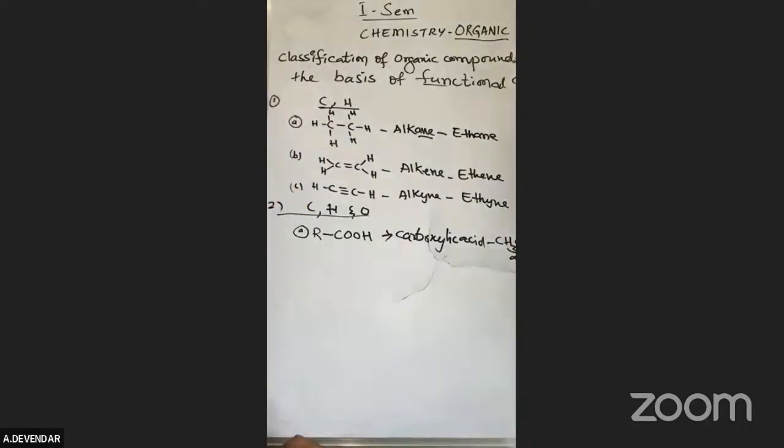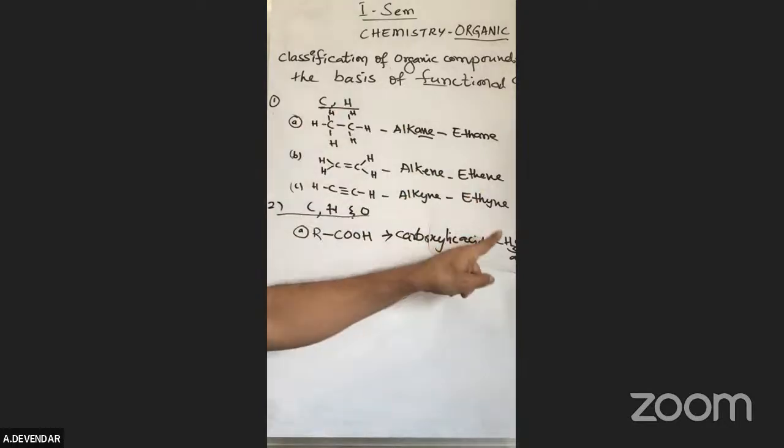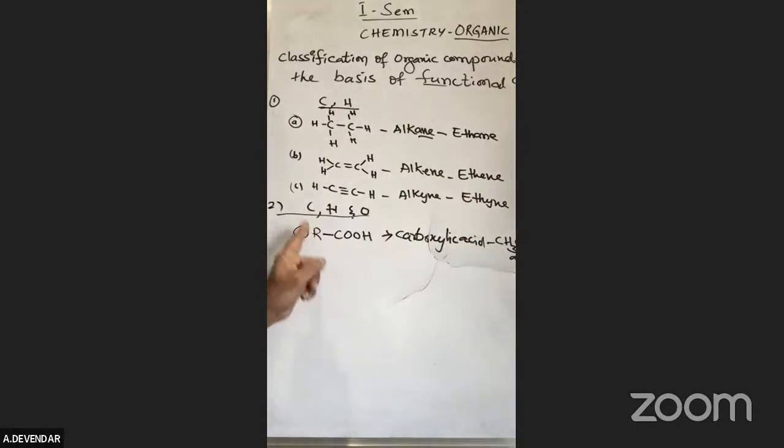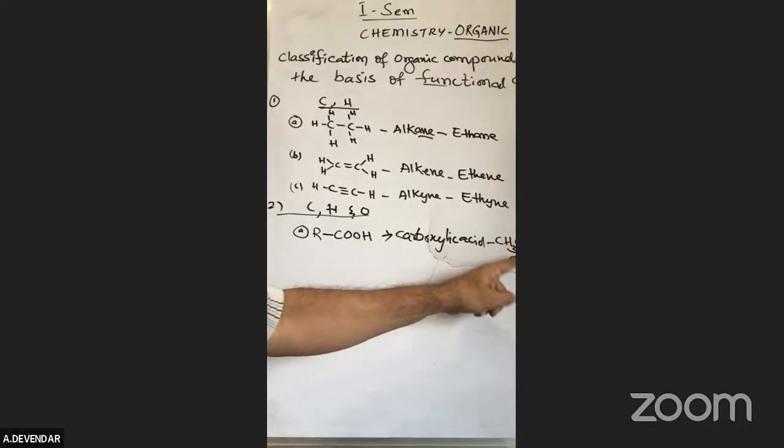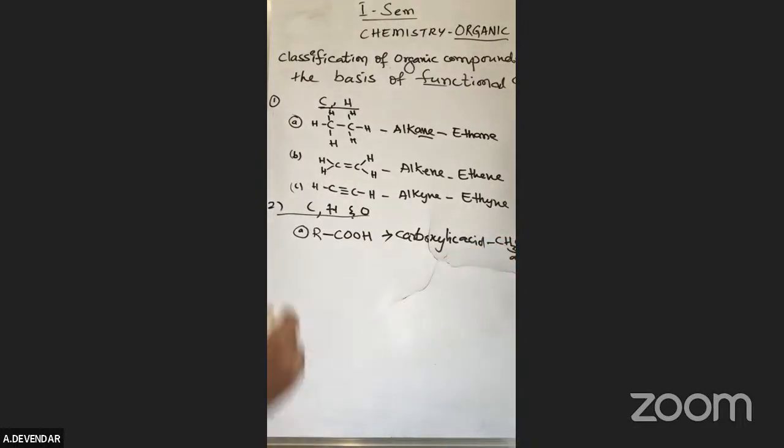So in the examination, you classify based on the functional group. This is called carboxylic acid. I'm giving the example: instead of R, I'm taking the methyl group. Acetic acid is the common name.